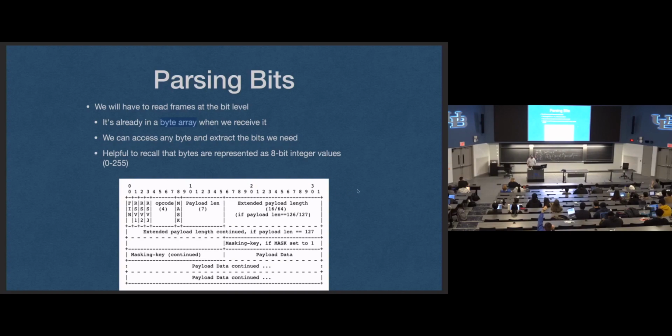So we want to make sense of this stuff. We already get this in 8-bit chunks, and we want to parse those apart to look at their individual bits.